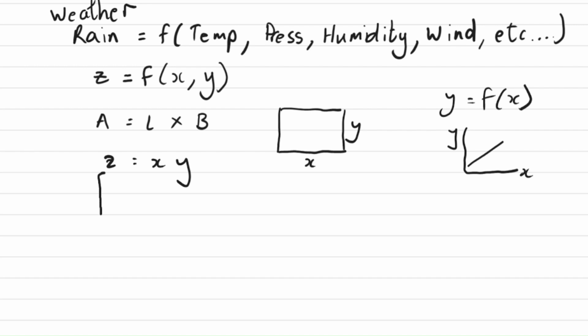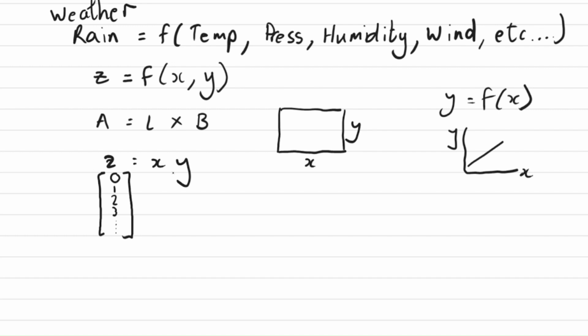So these z values, they are a vector of values. They can go from minus infinity to infinity. In this example, we're considering the area. So the area has to be greater than 0. So the starting point would be 0, 1, 2, 3, etc.